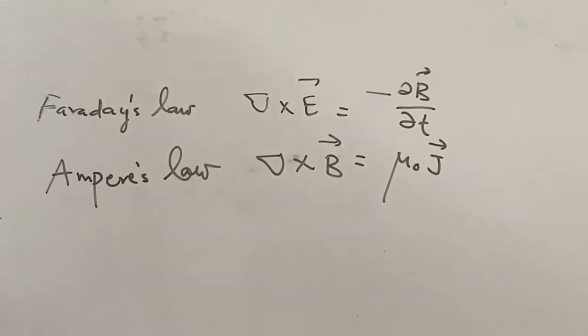You see two important relations. The first one is Faraday's law, the differential form, del cross E is equal to minus dou B by dou t, and the second one is Ampere's law, del cross B equal to mu 0 J. There is some discrepancy in this Ampere's law, and Maxwell corrected this Ampere's law into a new form, and then those equations are known as Maxwell equations, which we will study later.